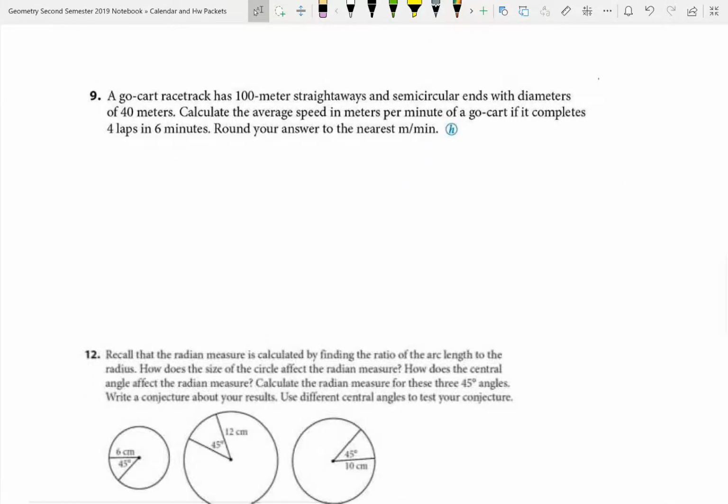Okay, let's go ahead and do number 9 now. A go-kart racetrack has 100-meter straightaways and semicircular ends with diameters of 40 meters. Calculate the average speed in meters per minute of a go-kart if it completes 4 laps in 6 minutes. Round your answer to the nearest meters per minute. So let's draw a picture. You got a semicircle, 2 straightaways and a semicircle, with a 40-meter diameter, and each straightaway is 100 meters.